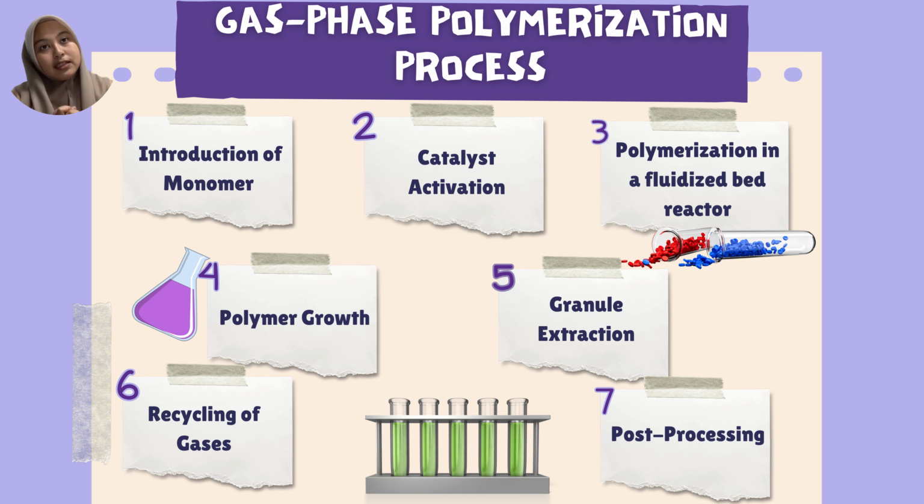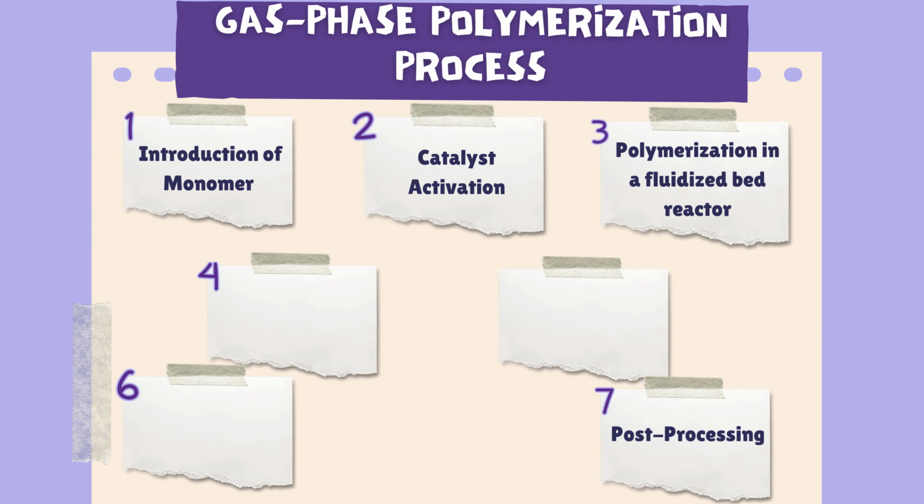The last one is post-processing. The extracted polymer granules are dried, cleaned, and may be blended with additives or stabilizers. They are then pelletized for ease of transport and further use.